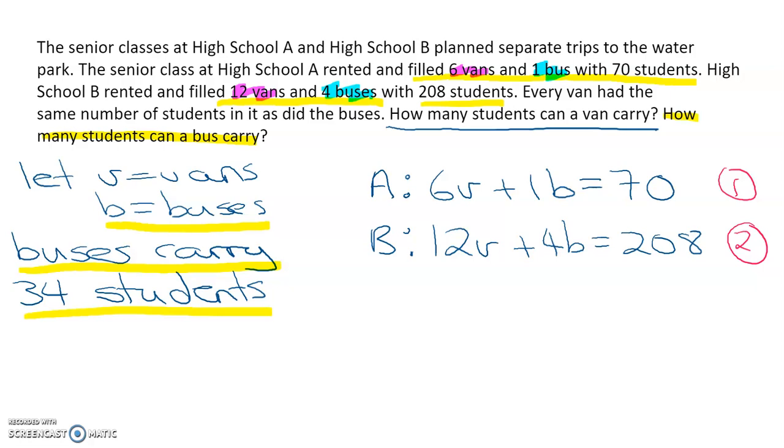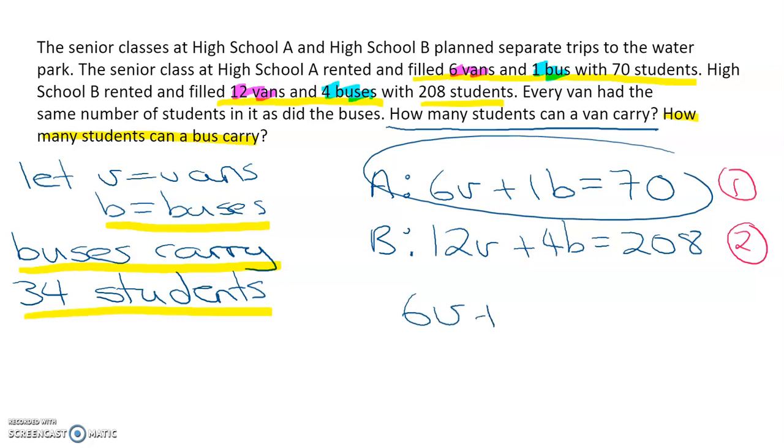We're not finished though, so we need to work out how many vans or how many students fit in a van. So I'm going to substitute into equation 1. You can use any equation you like, you'll get the same result. So 6v plus 1 times 34. Now I've put 34 here because b equals 34, equals 70. So all I've done is take the 34 and put it where b is. So that's how I got that equation.